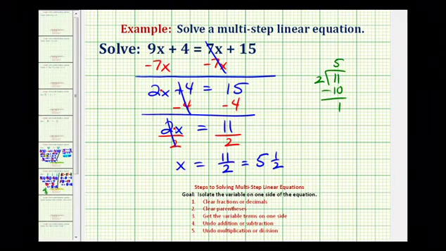Now remember, if we want to, we can always go back and check these. What that means is if we go back to the original equation and replace x with 11 halves, or 5 1/2, it would satisfy this equation, or the left side would be equal to the right side. And you may want to do that just to verify the solution for yourself.